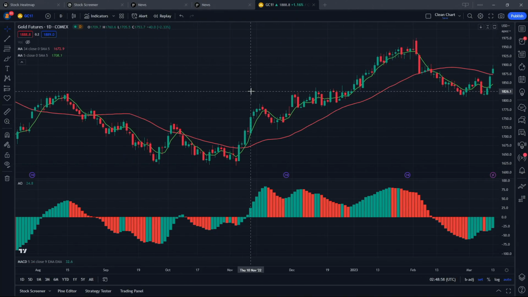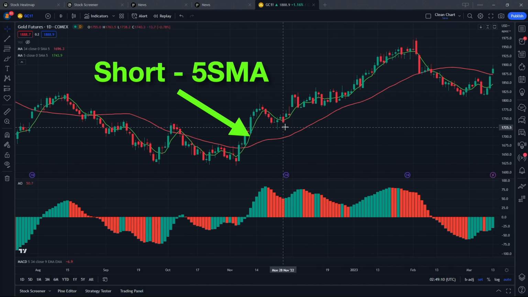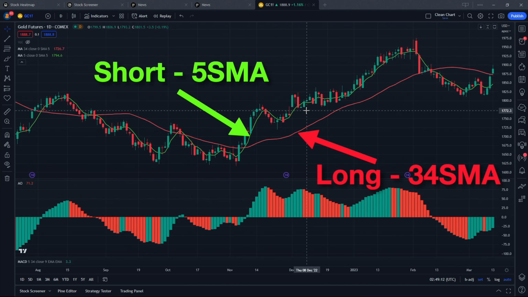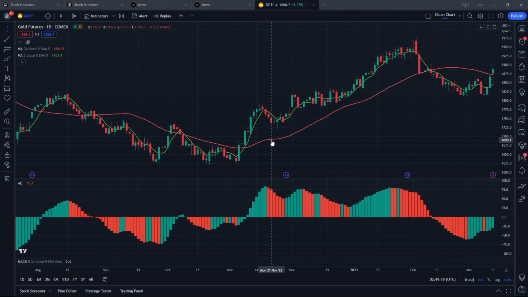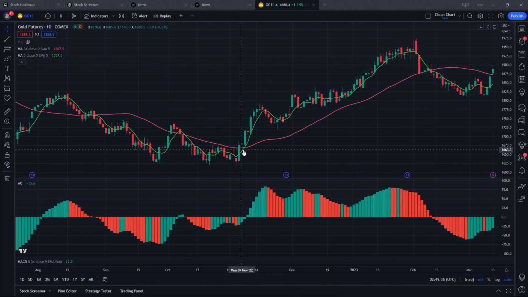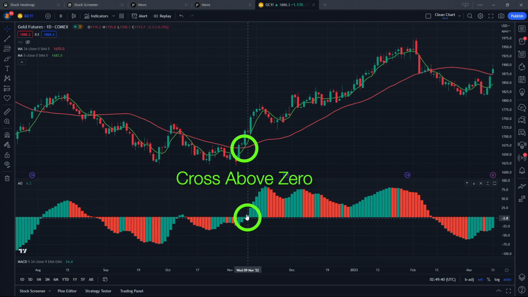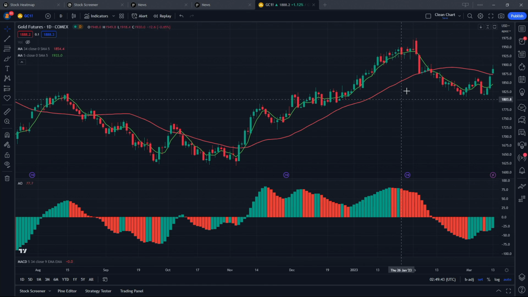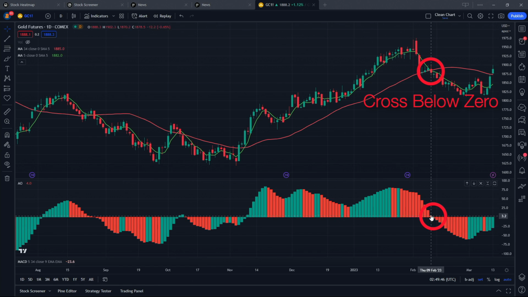The oscillator is built out of two moving averages. So you see here I have two moving averages, the green and the red. The green is the fast one, which is 5 periods, and the red is the slow one, which is 34 periods. And the histogram is the difference between the short and the long moving averages. And you can easily see when the short moving average crosses above the long moving average, we have this crossover here. And when the opposite happens, we have this crossover here.